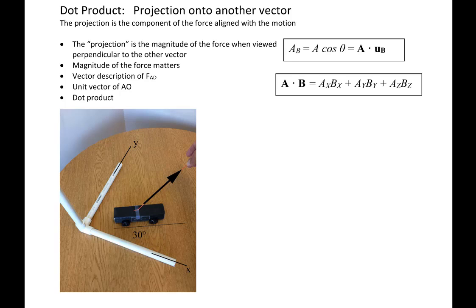When we're finding projection, the magnitude of the force does matter. The projection is the magnitude of that force when viewed perpendicular to the other vector, or the shadow that might be cast. So we need a vector description of the forces, and we need to find the vector onto which the shadow is cast, or onto which the force is aligned.